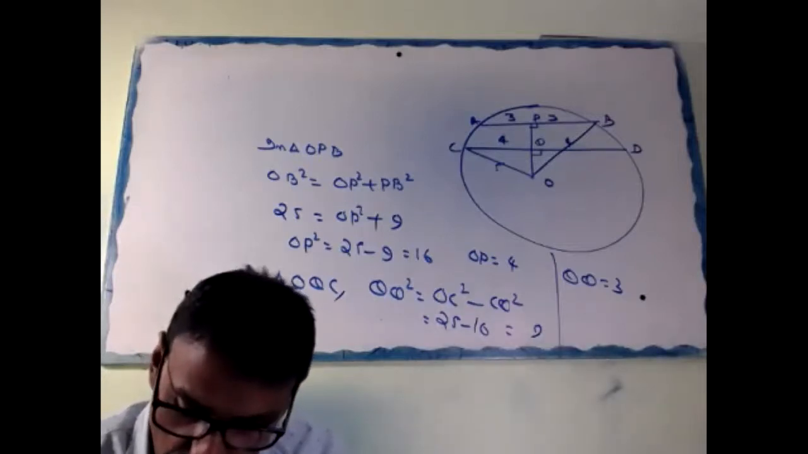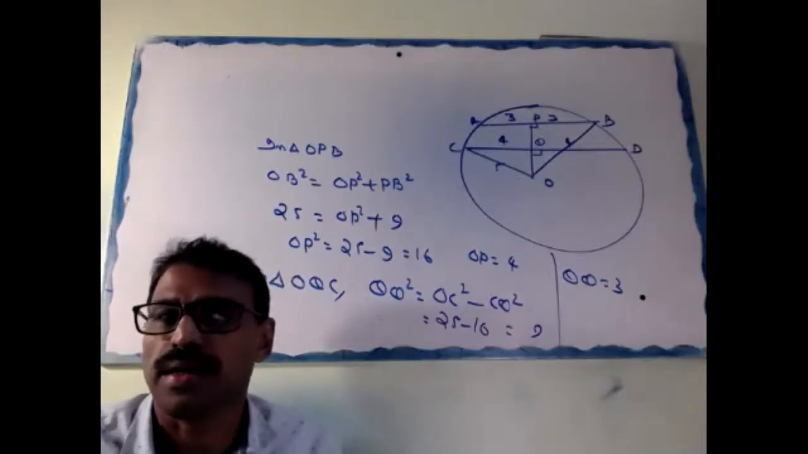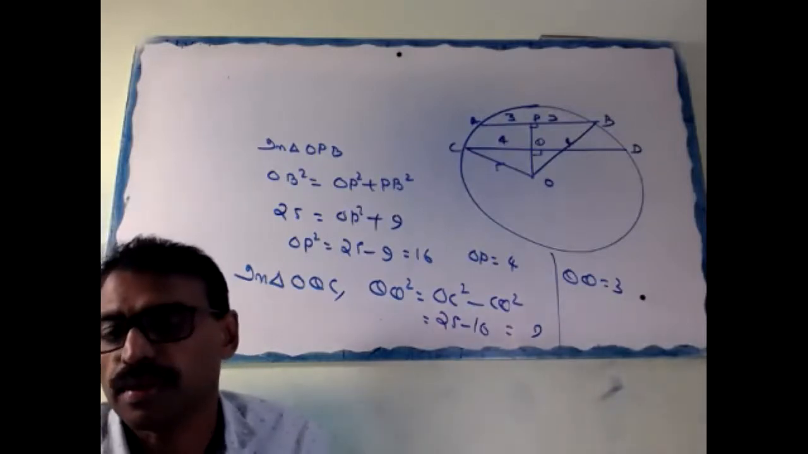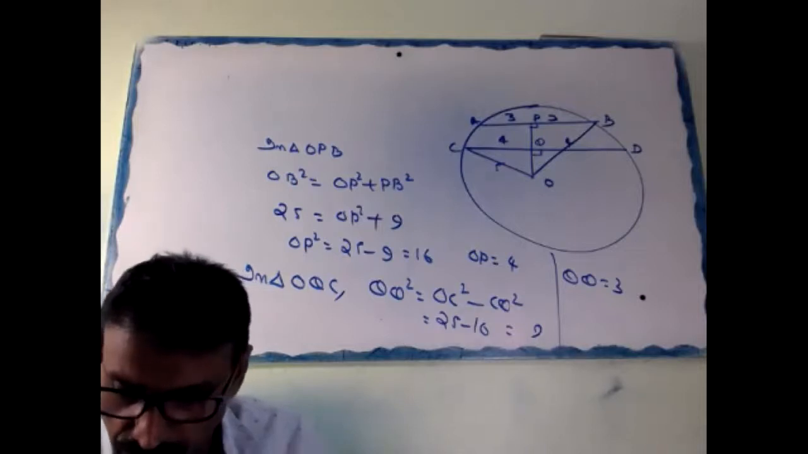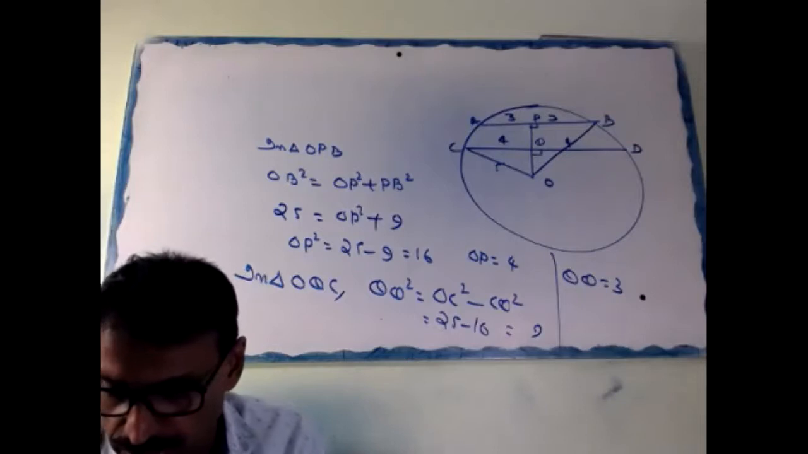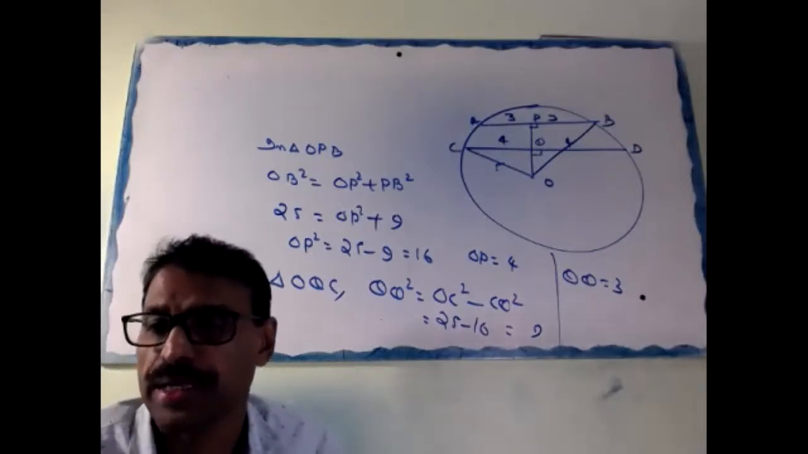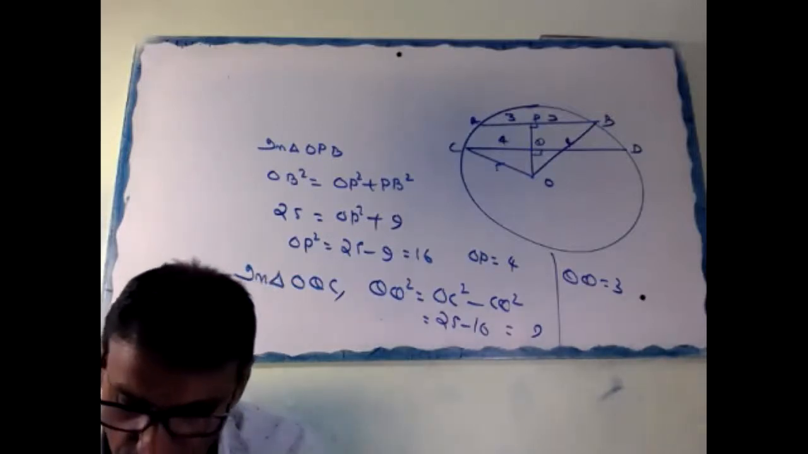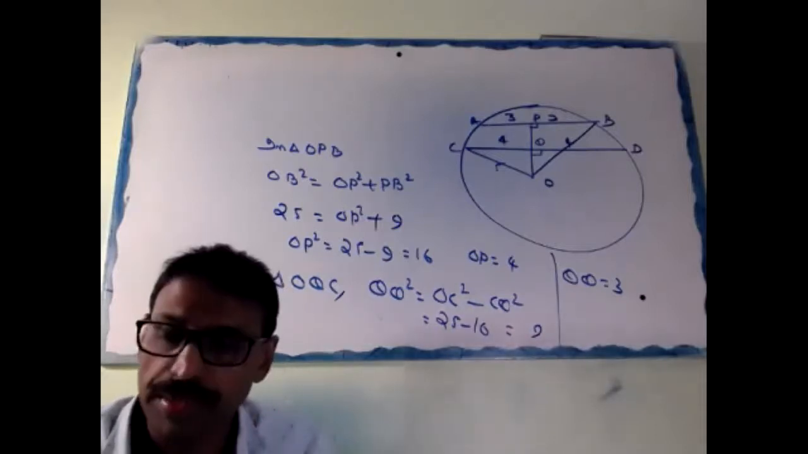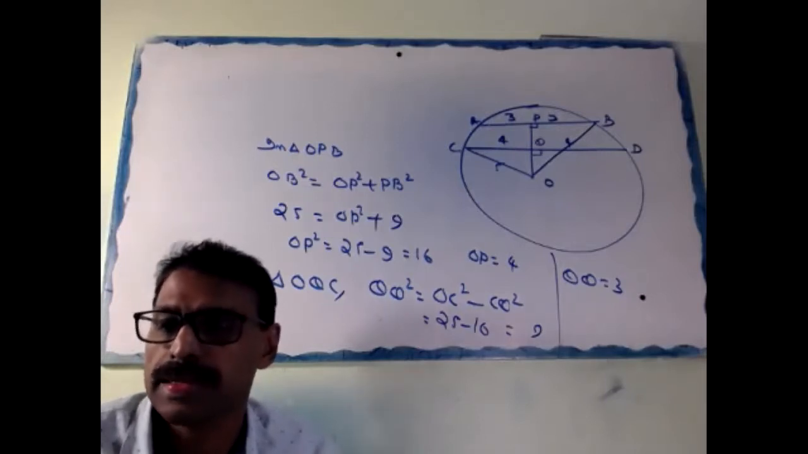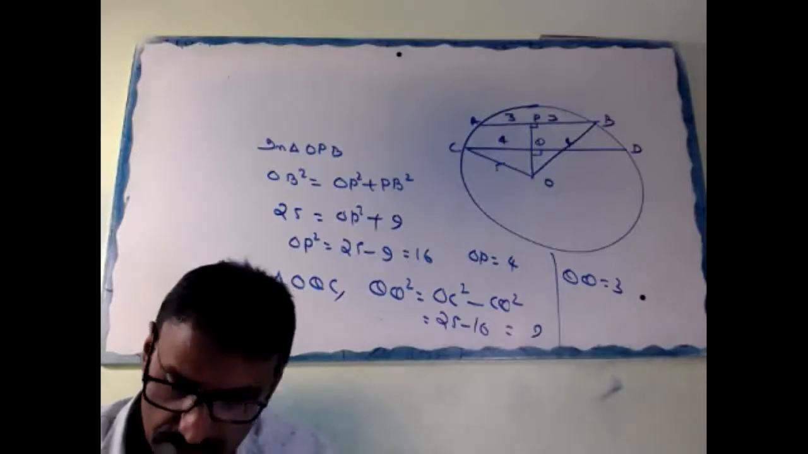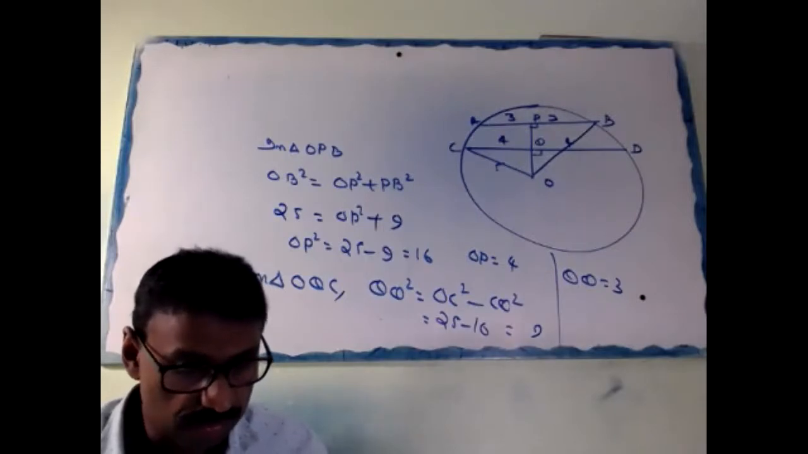Next question. In figure, O is the center of the circle of radius 5 cm. OP perpendicular to AB. OQ perpendicular to CD. AB equal to 6 cm. CD 8 cm. Find PQ.